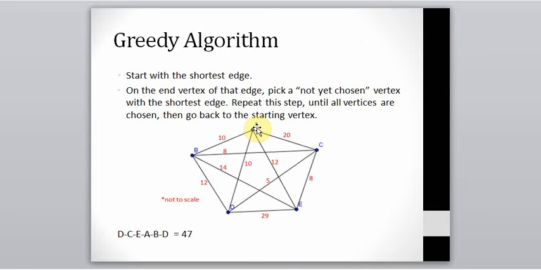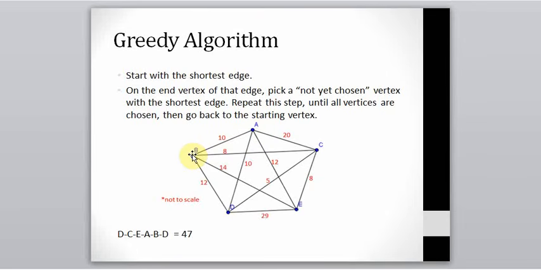Then again, you need to look for the shortest edge. So A to B is 10. A to D, we're already done with D. A to E, we are also done with E. A to C, we are also done with C. So we have no other choice but to go to B.